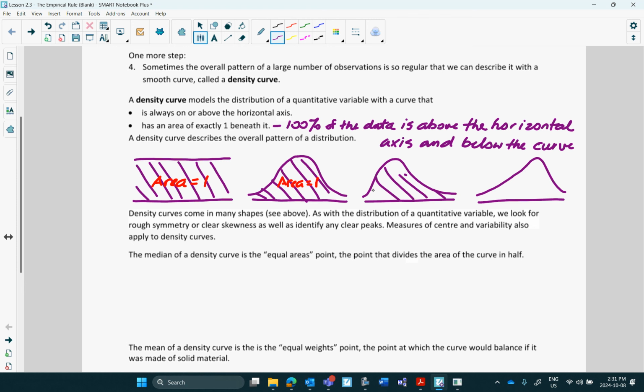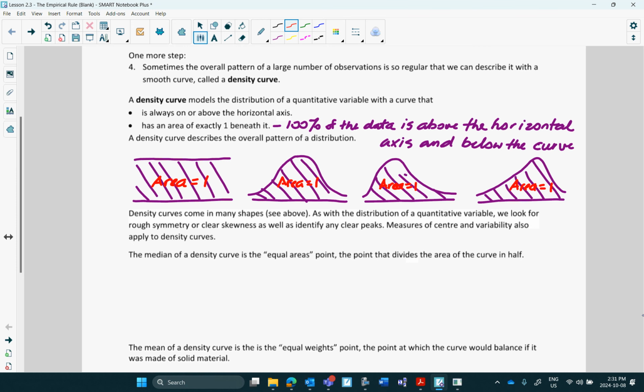But again, all the data is under the curves that I drew over top, which means that the area between the horizontal axis and the curves is 1. Like I said, we're going to focus on this one, and we'll do that later on in this lesson.